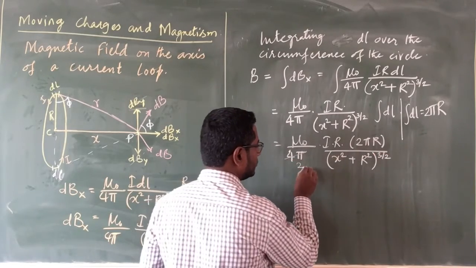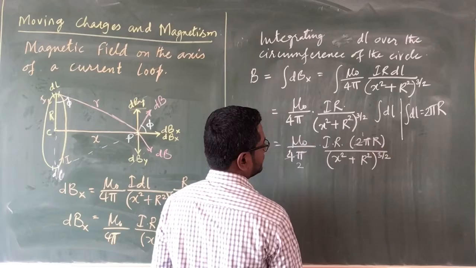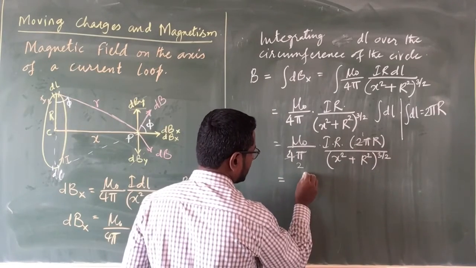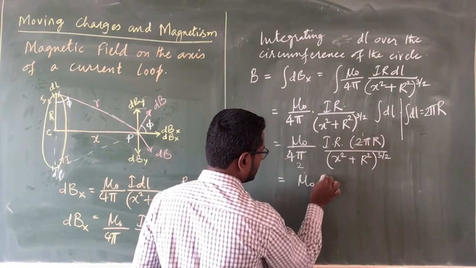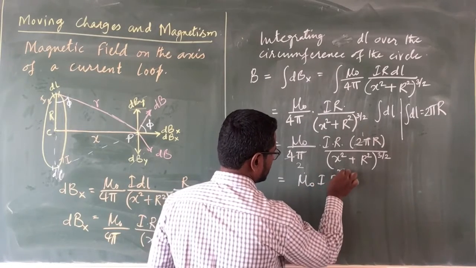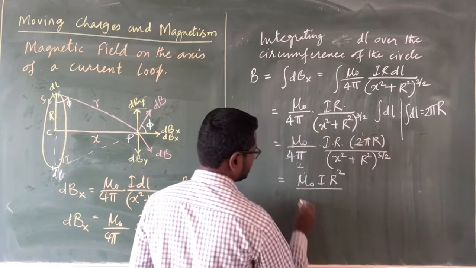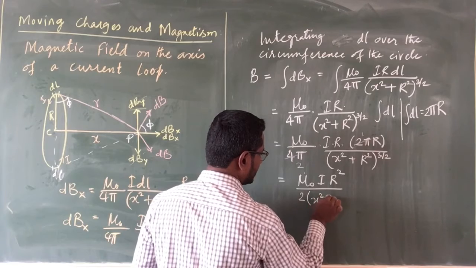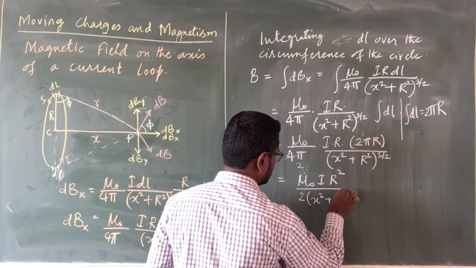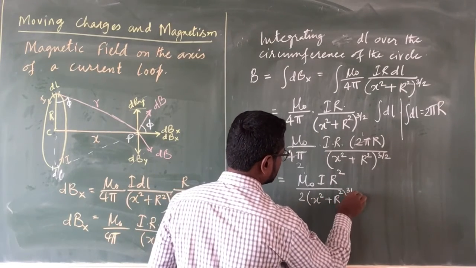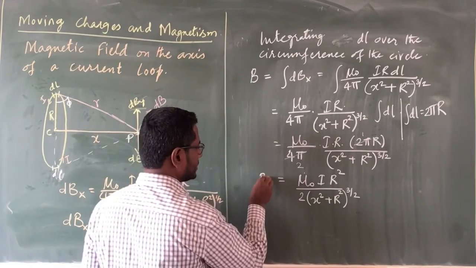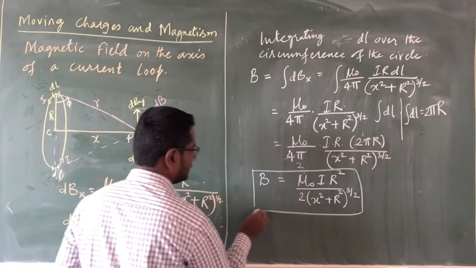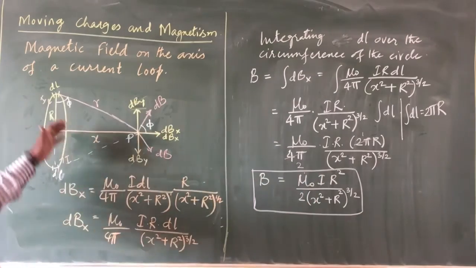Four pi divided by 2 pi gives 2. Here R and R multiplied become R square. So what we are left with is mu naught I R square divided by 2 into x square plus R square to the power of 3 by 2. So this is the general equation of the magnetic field on the axis of a current loop.